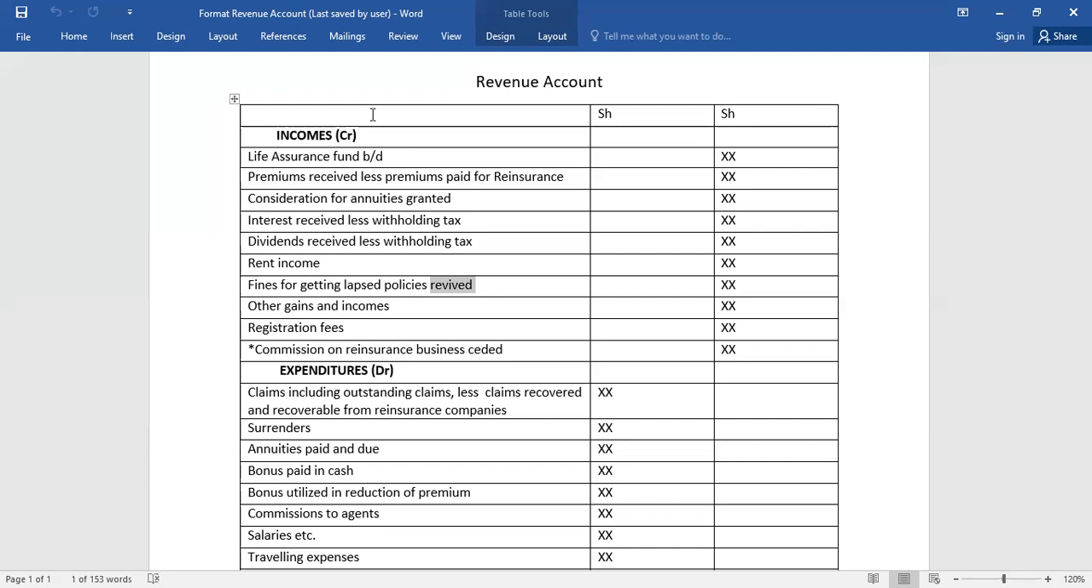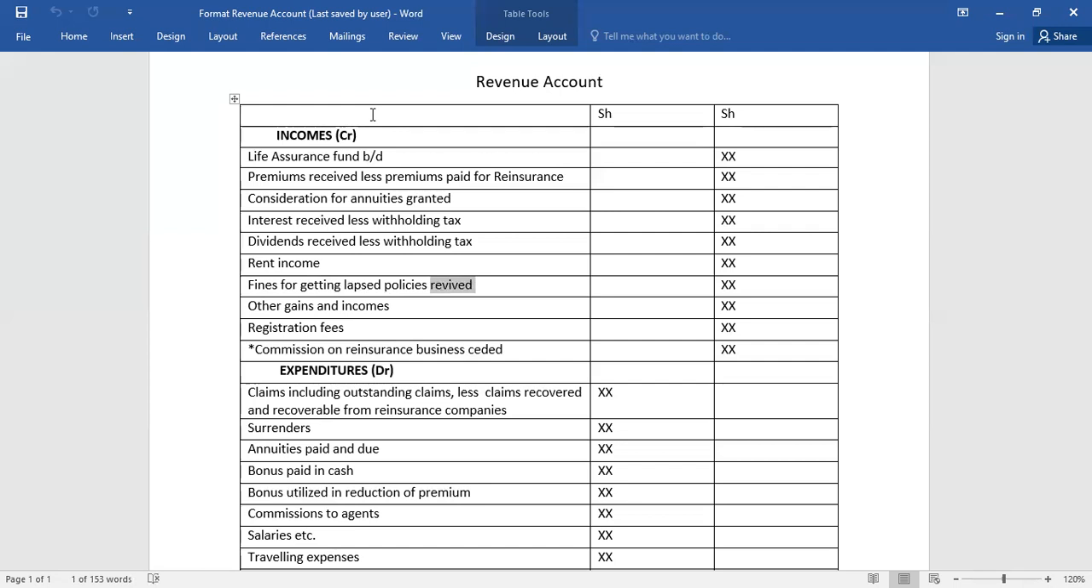Even at ZTEC, they'll ask you to pay some 500 shillings via M-Pesa. Now, this is to cut the queue of the people who are just coming for the walk-ins. That's an income in a way. So the registration fee is an income and it's supposed to be shown on the credit side. Then we have the commission on reinsurance business ceded.